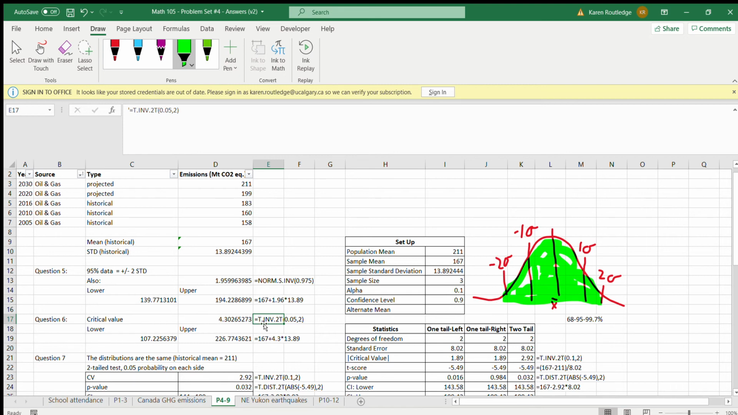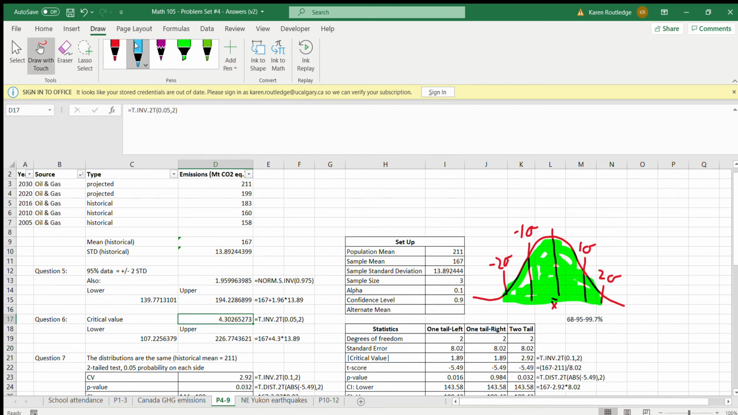So when we plug these numbers in, we use the T.INV.2T function, and we feed it not a big number, but the small number, the leftover probability. So 1 minus 0.95 is 0.05. So we give it that, and the degrees of freedom, number of data minus 1. Excel will tell us that our critical value is 4.3.